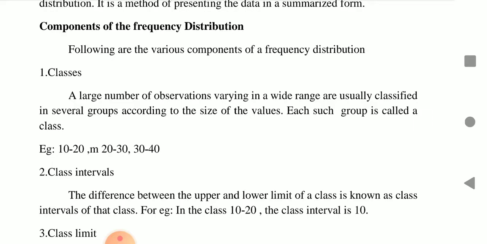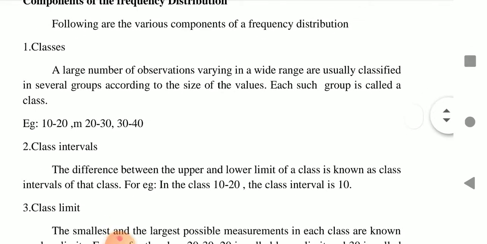The first one is class or classes. Here a large number of observations varying in a wide range are usually classified into several groups according to the size of the values. Each such group is called a class. The observations are grouped into different small classes, and that is known as a class of a frequency distribution.